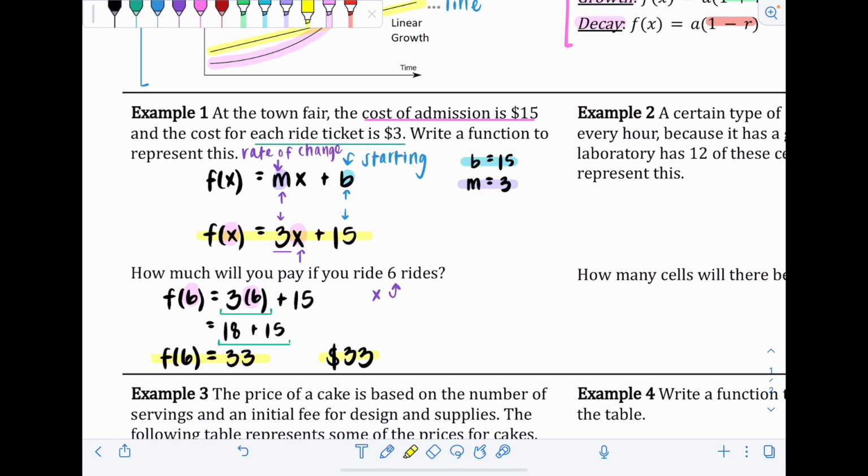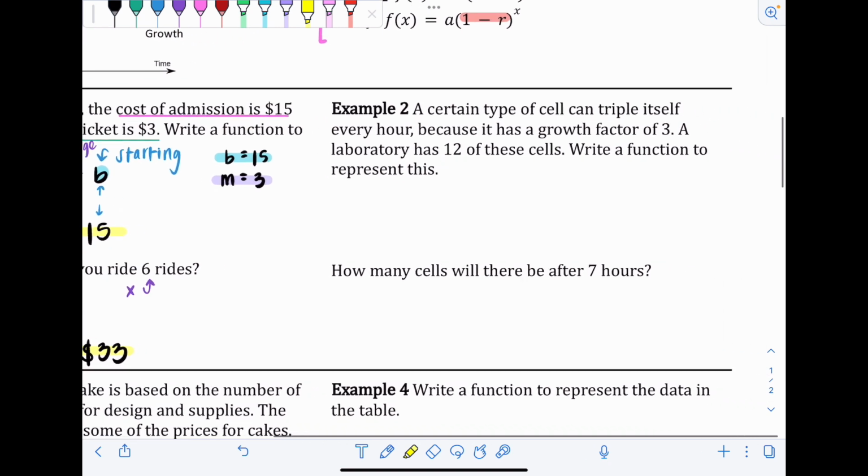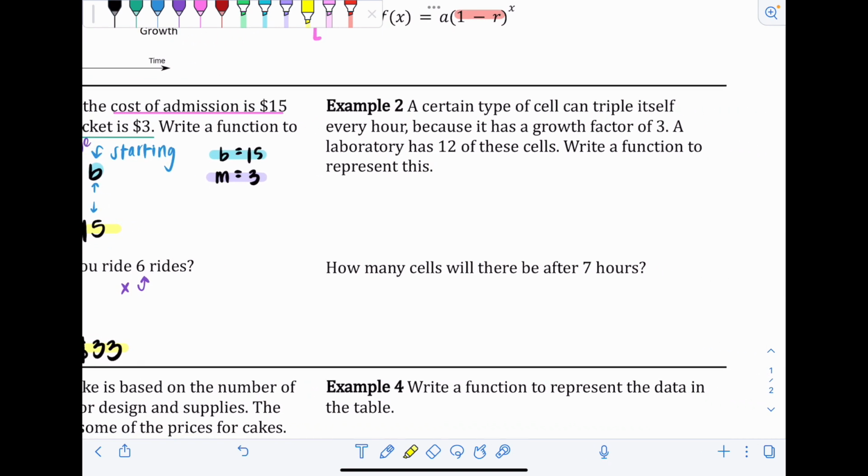Okay, so moving on to example 2. A certain type of cell can triple itself every hour because it has a growth factor of 3. A laboratory has 12 of these cells. Write a function to represent this. So if something is tripling, that means it is multiplying by 3 each time.